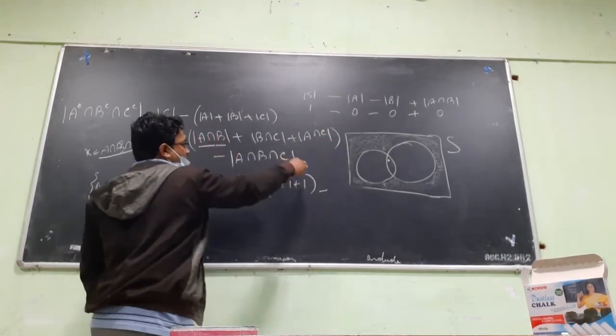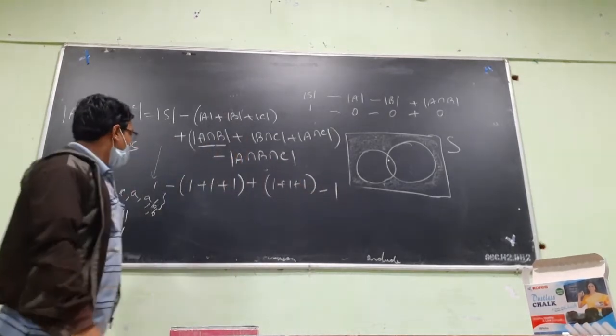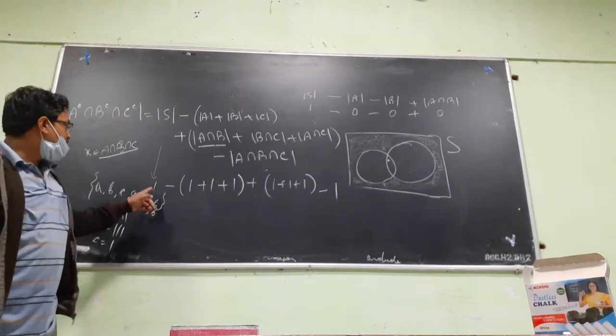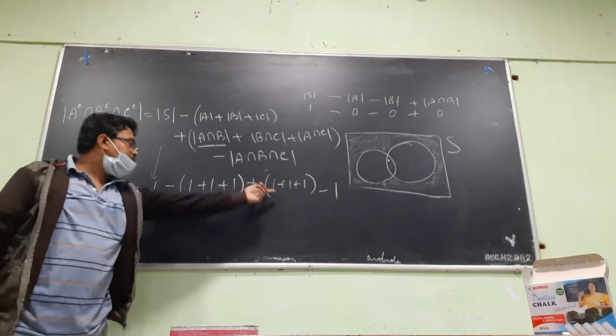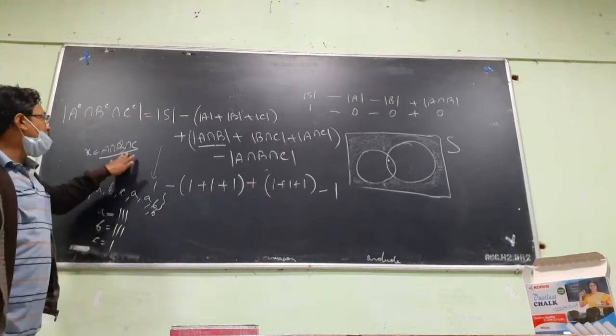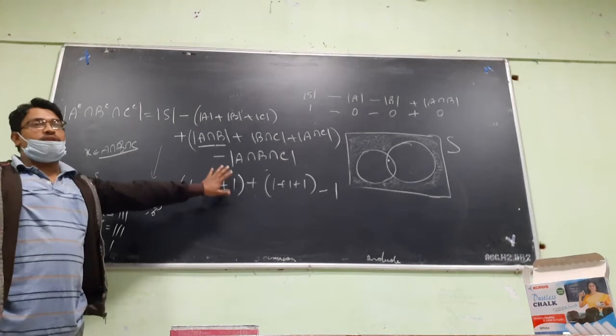And it is there in all the sets, so here also it is counted once. Ultimately, what is the net count? 1 minus 1 cancels with the 1 minus 1. So an element which belongs to all the three sets is not counted.